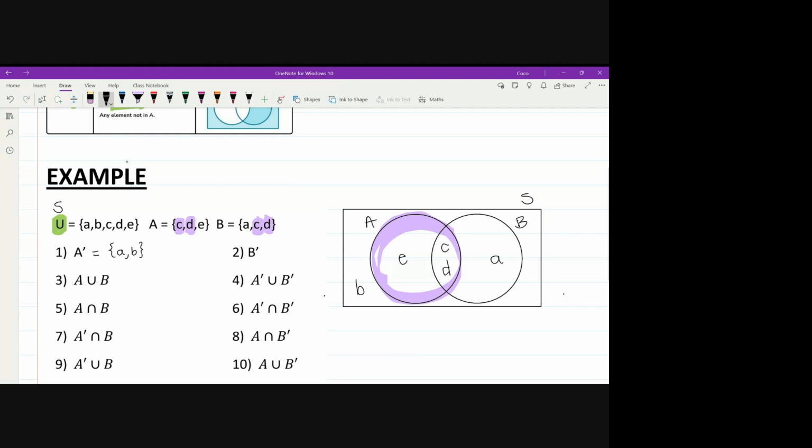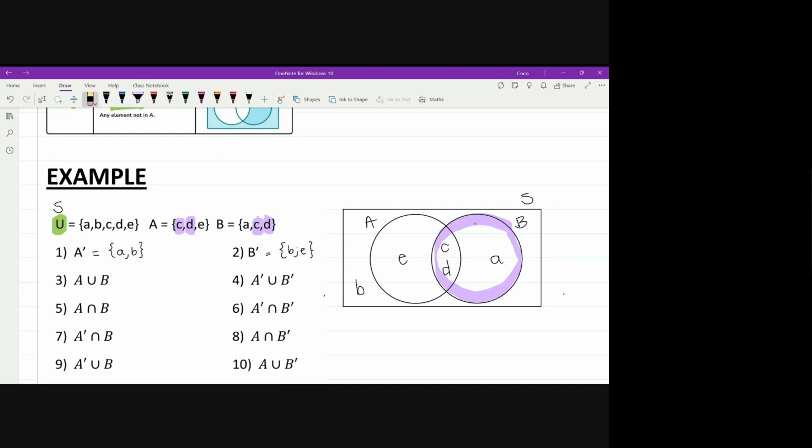Now the next one says not B. There's the not. So we're going to put a circle around B, and anything that is not in B is our set. So not B is going to be B and E. Those are the two things that are not in subset B.